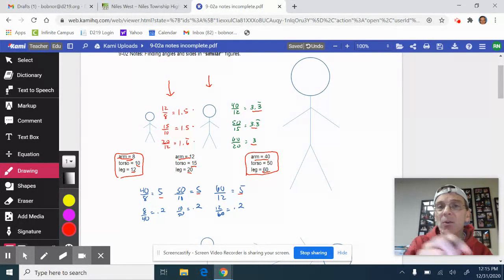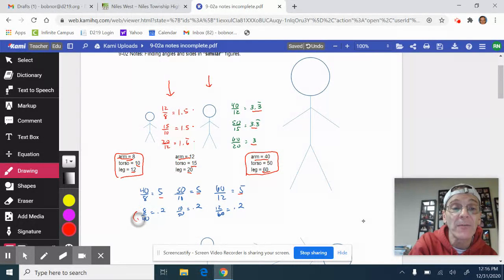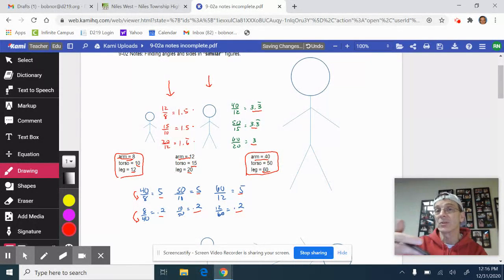Now, it doesn't matter which way you write the ratios, which way you do the division. We could do the division in the opposite direction: 8 divided by 40 instead of 40 divided by 8, we'd get 0.2. And then if we do the other divisions in the opposite direction, we get 0.2, 0.2, 0.2. So it doesn't matter which way you're checking the math, so to speak, as long as the result comes out exactly the same each way.